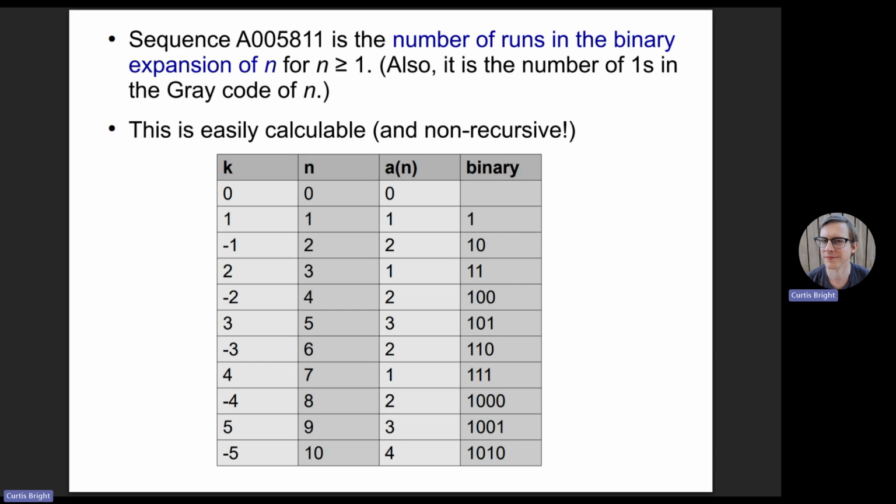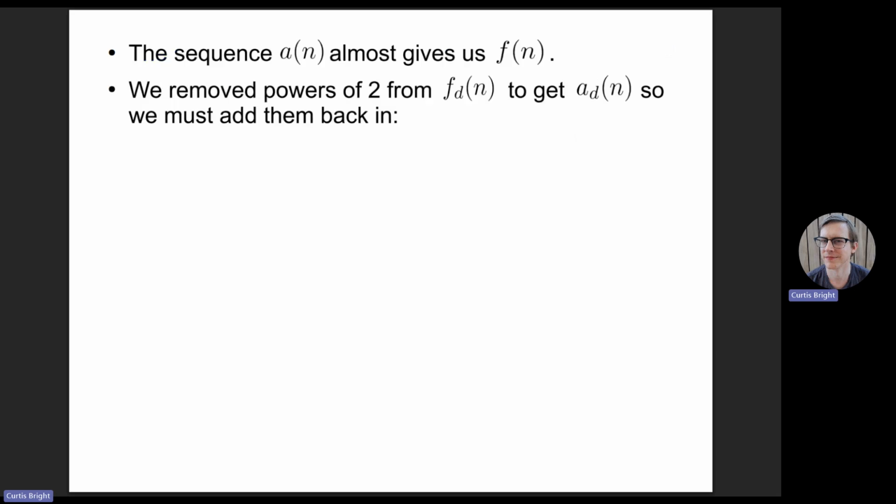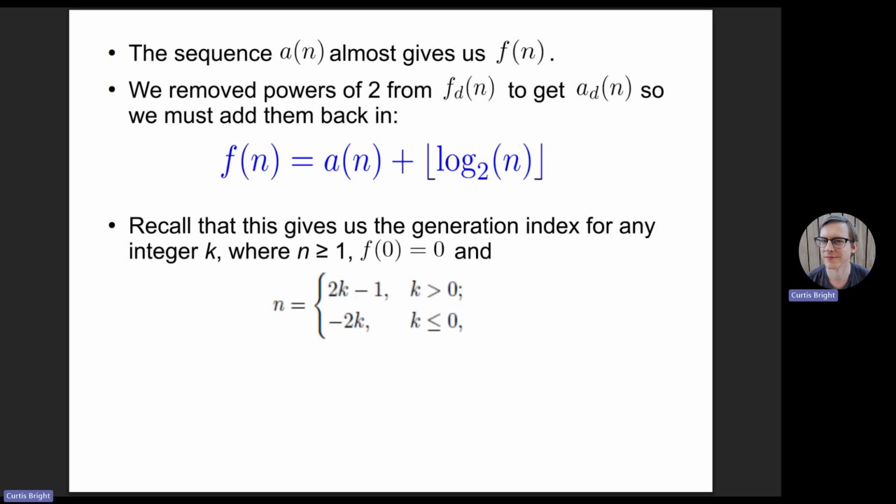So we're following this path through some different sequences to get what we eventually want, which was that original sequence we started with. It told us the location of integers in the tree. So a of n almost gives us f of n. The only difference was we had divided out those powers of 2, so we need to add them back in. So basically the sequence we want, f of n, is a of n, which is counting these binary runs, and then if we add back in the powers of 2 we took out, this is just the floor of log base 2 of n. So again, just remembering how n and k are connected. n is just the index, but k is the actual integer that we're looking for.